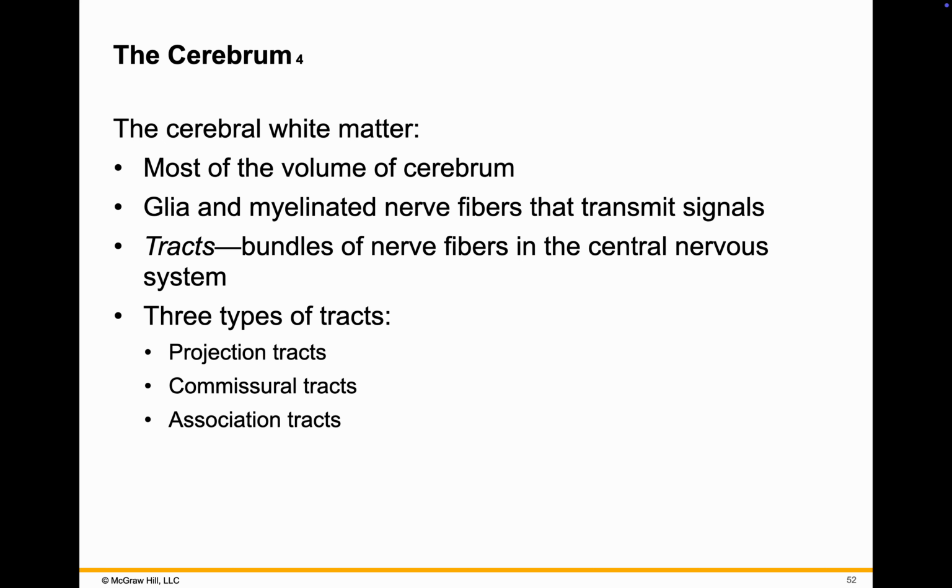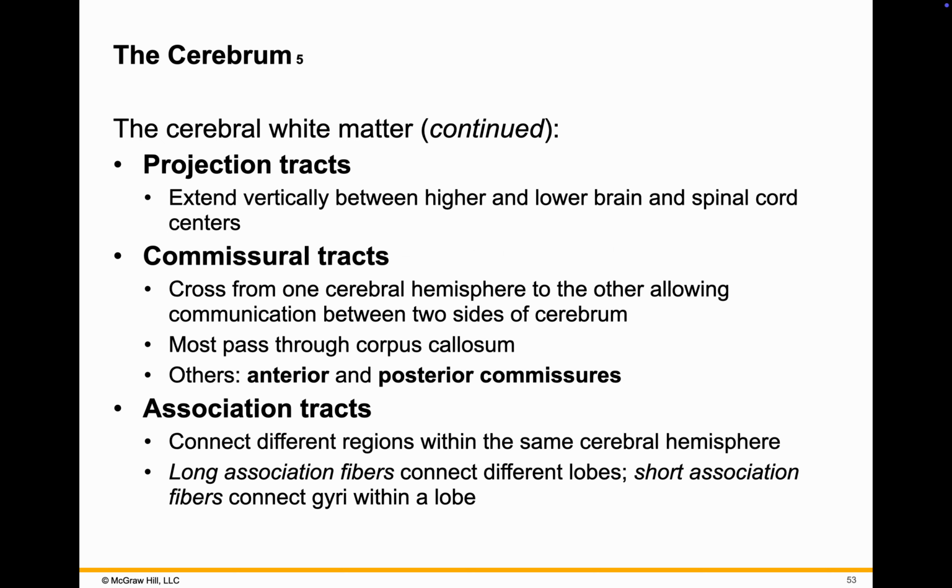Most of the volume of the cerebrum is white matter. This would be glia and myelinated nerve fibers that transmit signals. They form tracts, which are bundles of nerve fibers in the central nervous system. Those tracts can be projection tracts, commissural tracts, or association tracts.